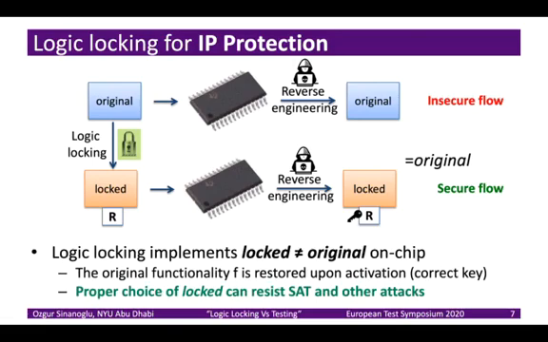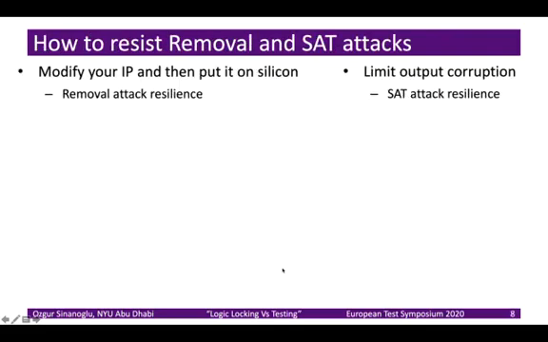This way we protect our IP, and depending on how we produce this locked design from the original design, we can resist these attacks, which we'll get into next. So, to sum up, what we've talked about so far is we need to modify our IP and then put it in silicon so that when somebody looks at the reverse engineered netlist, they can't get clues about the original design. That's for removal attack resilience. And at the same time, we want some corruption, but not too much corruption, because too much corruption would lead to oracle-guided attacks being successful.